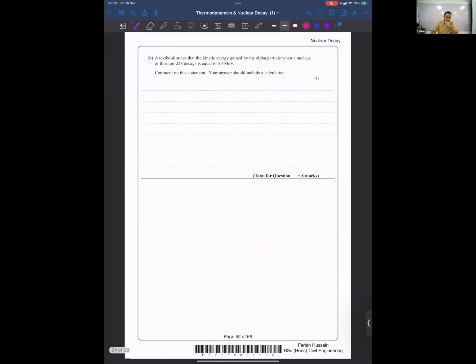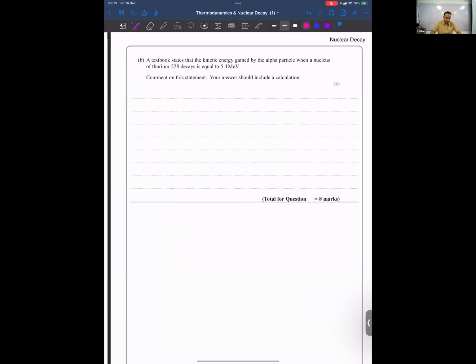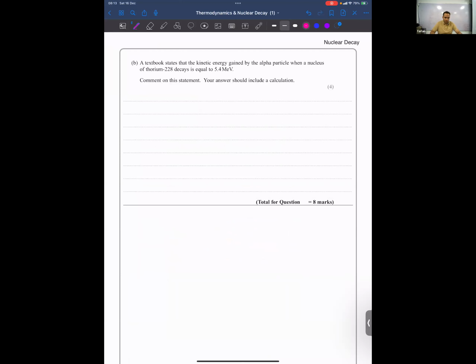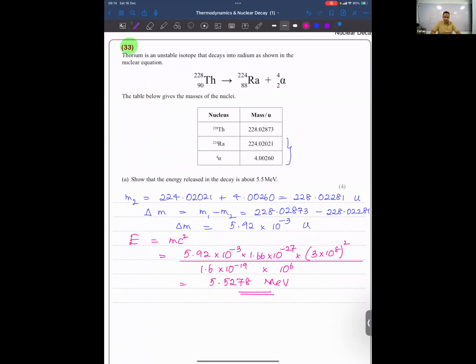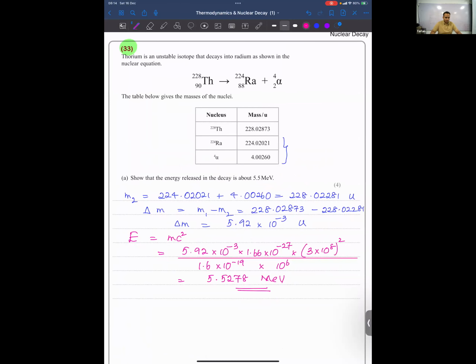Right. The next one. A textbook states that the kinetic energy gained by the alpha particle when a nucleus of thorium-228 decays is equal to 5.4 mega electron volts. Comment on this statement. Your answer should include a calculation. Right. So guys, we did a similar question last class, from what I remember.